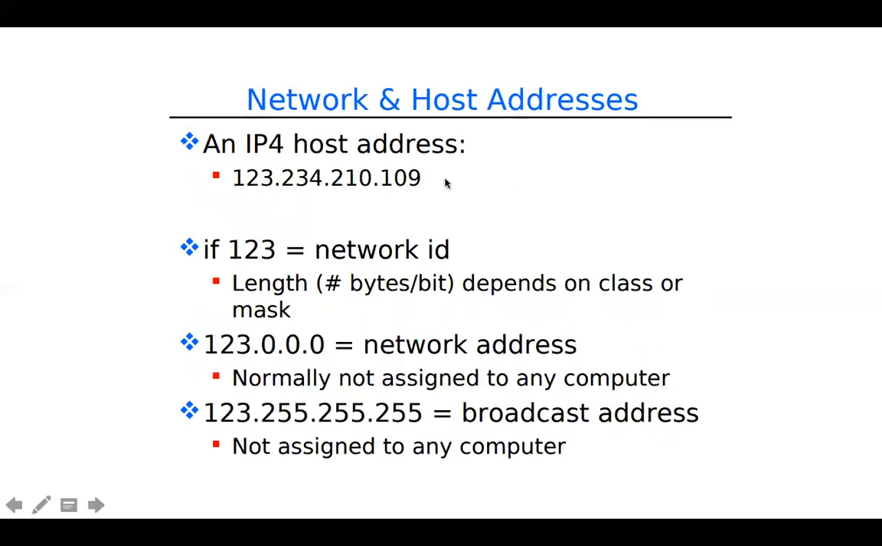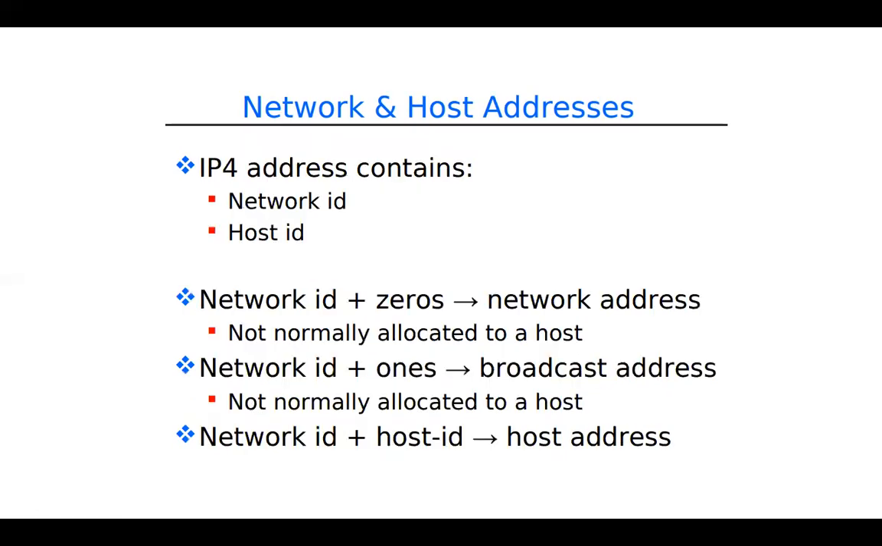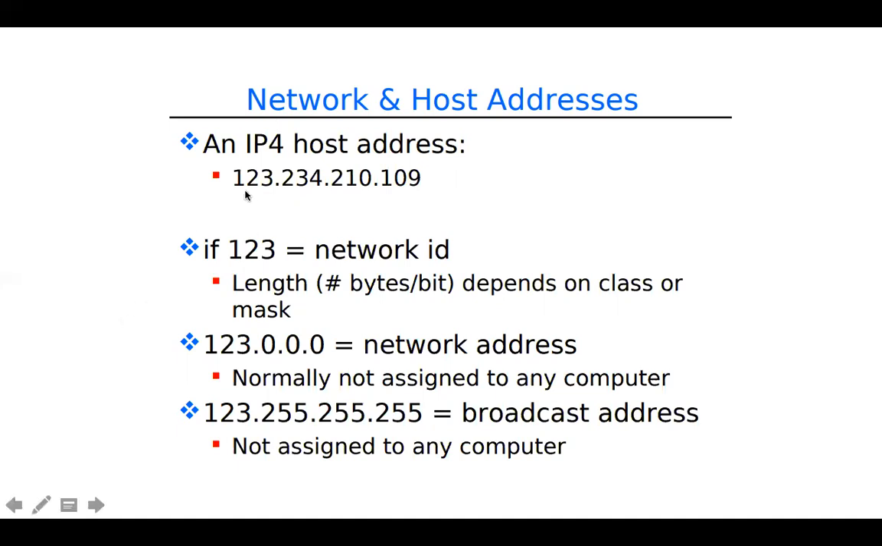For example, this is the IP host address 123.234.210.109. From this IP address, 123 is the network ID. So the rest, the other decimals, when you convert to zero, it will become 123.0.0.0. So this is the network address.